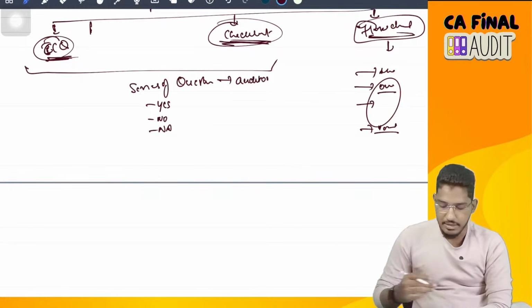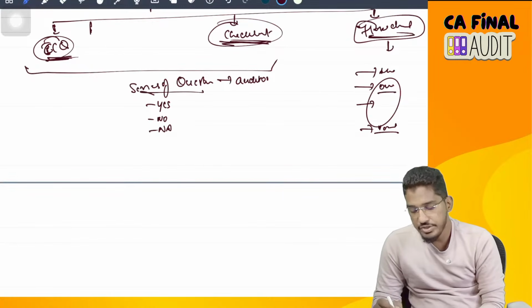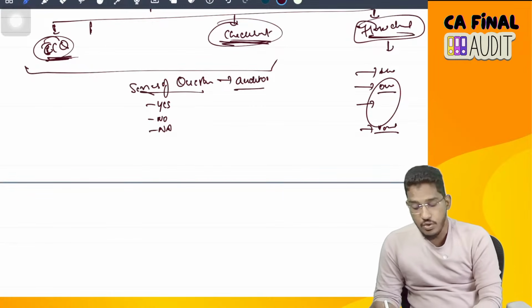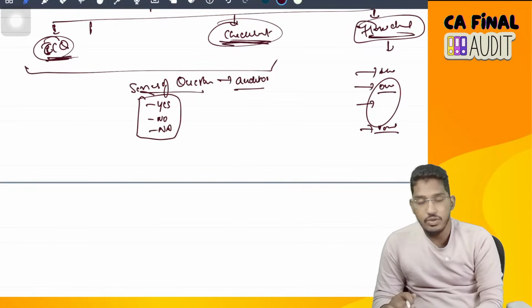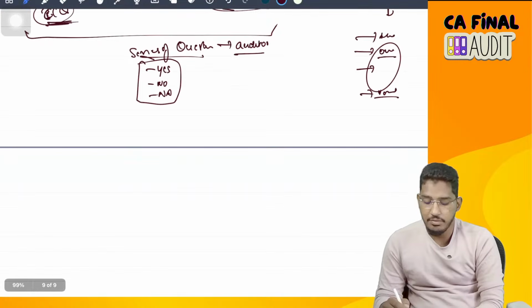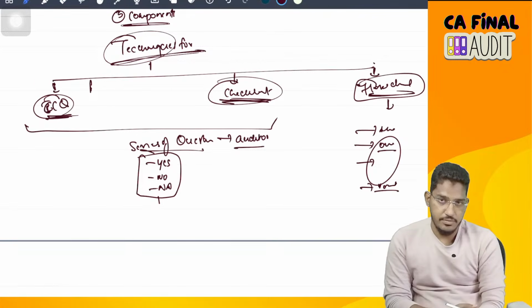Now, sir, you are telling us that in both cases a series of questions will be there, the auditor will draft them, and they will be in the format of yes, no, or not applicable. But how do these two methods get differentiated from each other? They are differentiated from the perspective of who is going to answer the questions.